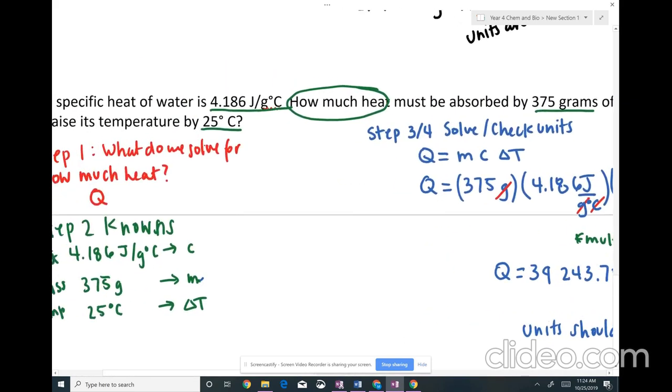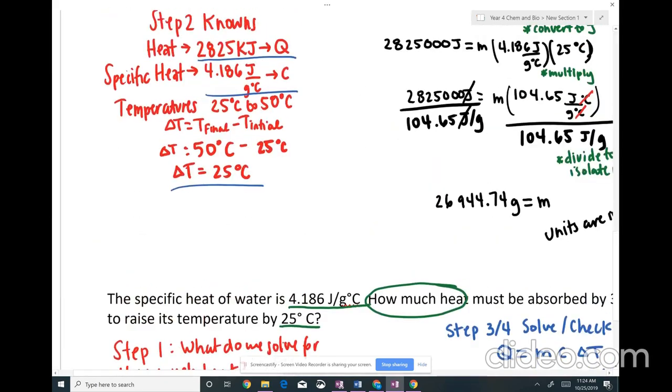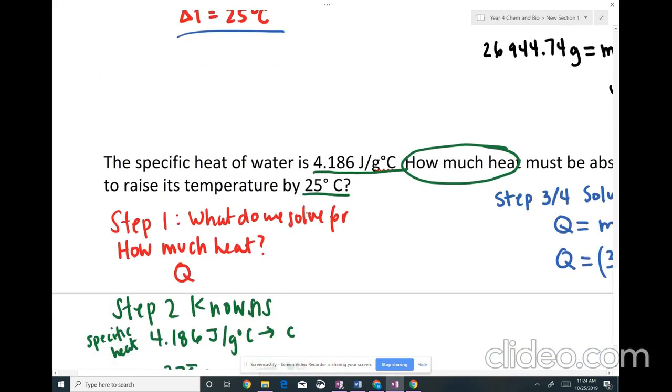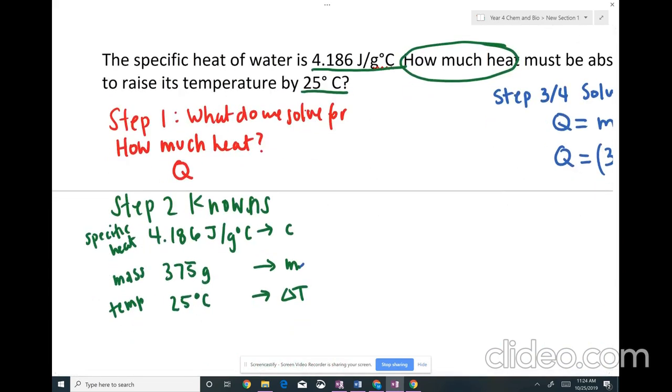And then last but not least, if you ever get two temperatures, make sure that you're going through delta T, so T final minus T initial. So always be careful with temperatures. Watch your units, and then just list out what you have. If you're able to list out what you have, then you should be able to solve all these problems successfully.